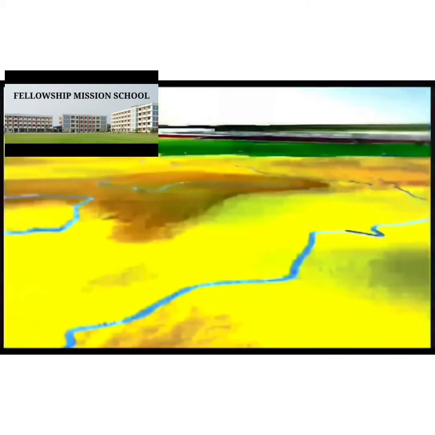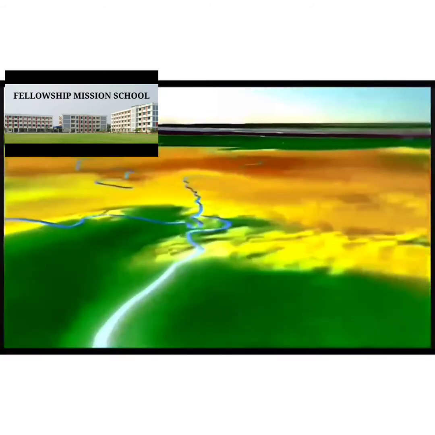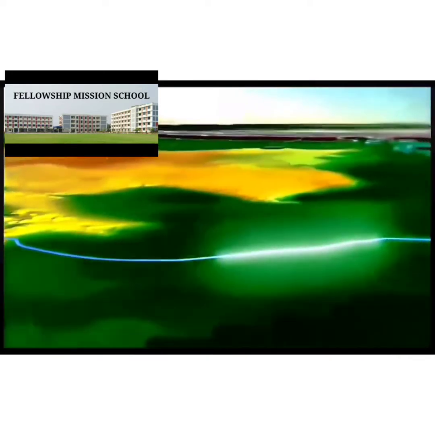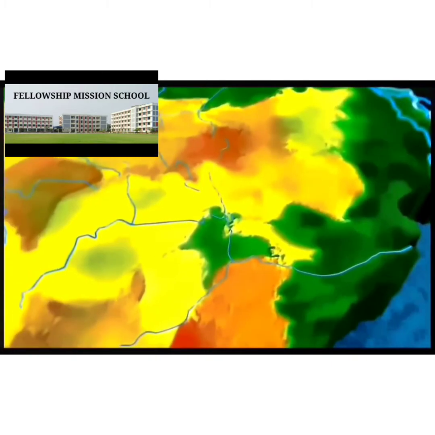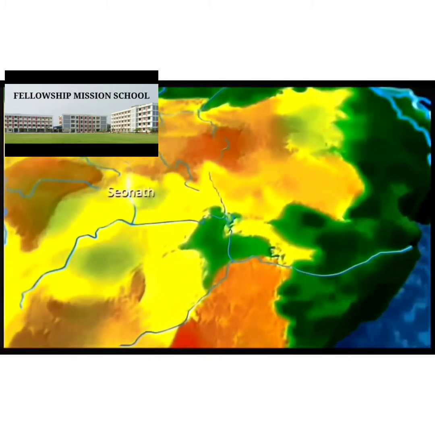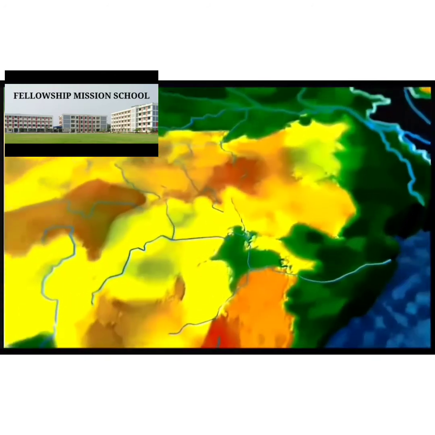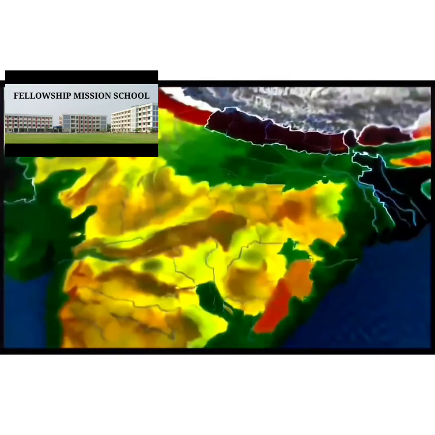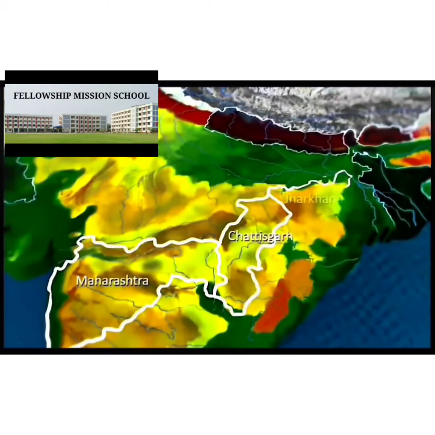The Mahanadi River System. River Mahanadi rises in the highlands of Chhattisgarh, flows through Orissa to reach the Bay of Bengal. The length of the river is about 860 kilometers and it is joined by the Seonath, Hasdo, the Mand. The Mahanadi Basin covers parts of Maharashtra, Chhattisgarh, Jharkhand and Orissa.